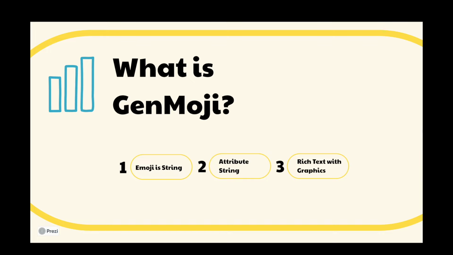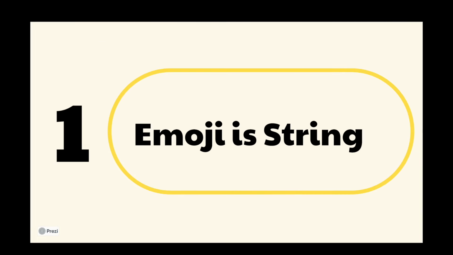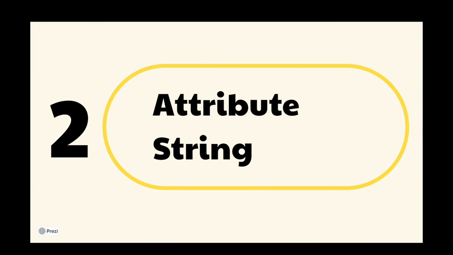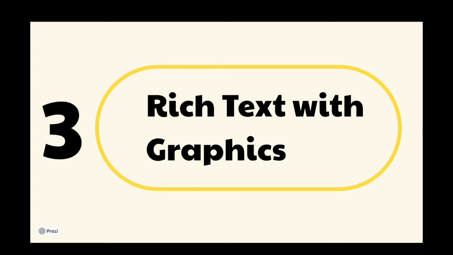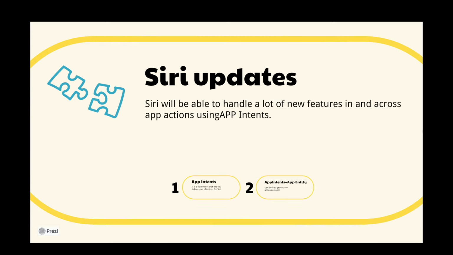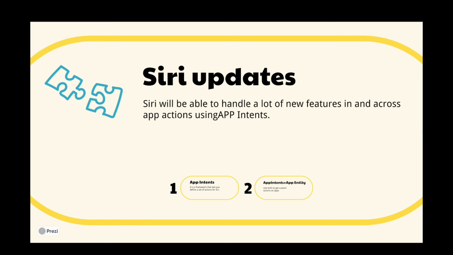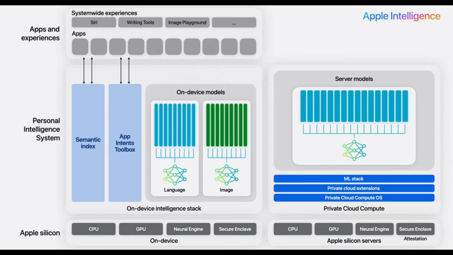So next we are going to discuss Genmoji, what it is. An emoji in normal cases is a simple string, but a Genmoji is an attributed string, which is a rich text with graphics, and you can generate any type of interesting emojis and share them with your friends. Next comes the most important update, which is the Siri update. But first, let's dive into the overall architecture of Apple Intelligence.